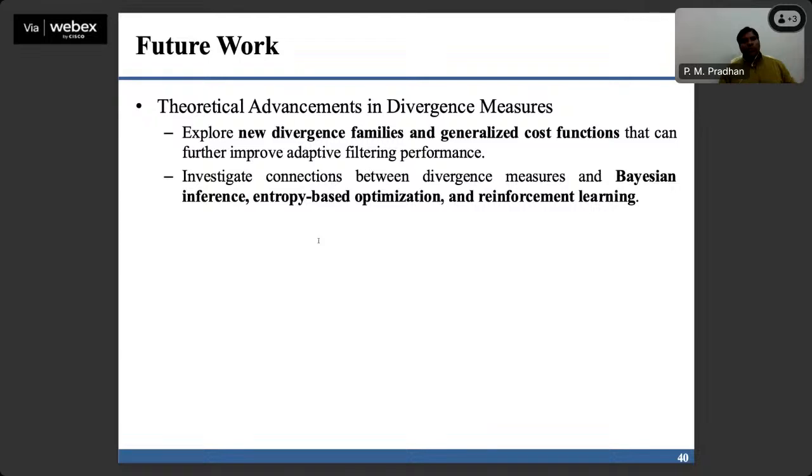Of course, as far as the theoretical background of information theory is concerned, you can always work on that to advance the concept in divergence measures. Okay, so new divergence families and generalized cost functions, Bayesian information, entropy-based optimizations, reinforcement learning can be used to design new divergence measures.